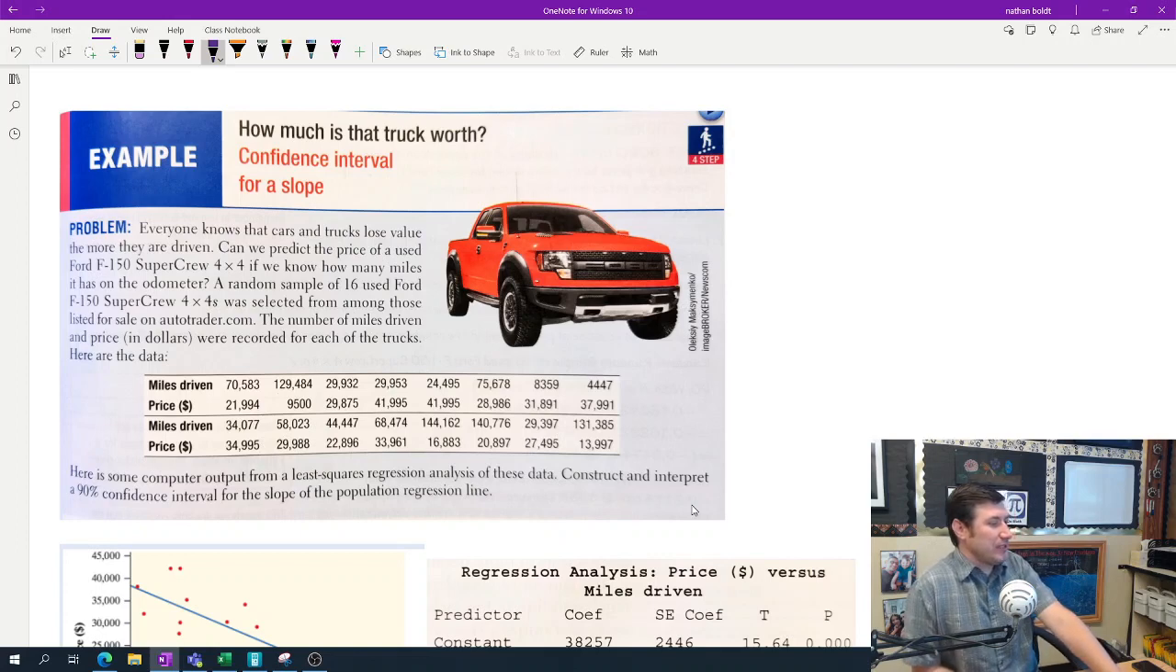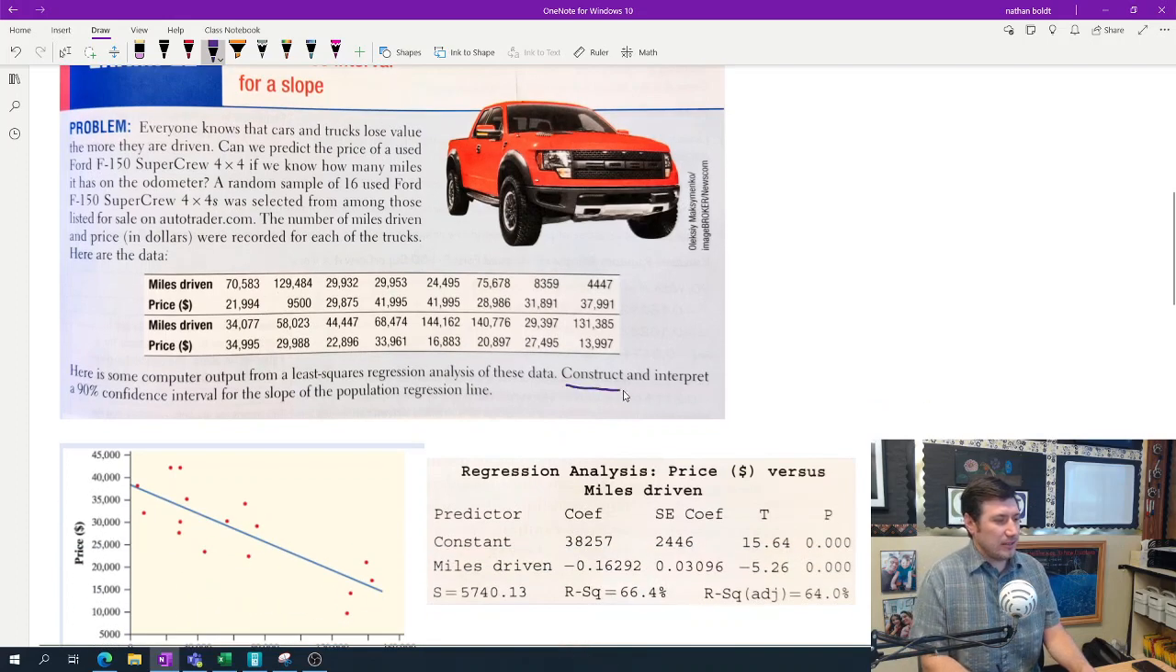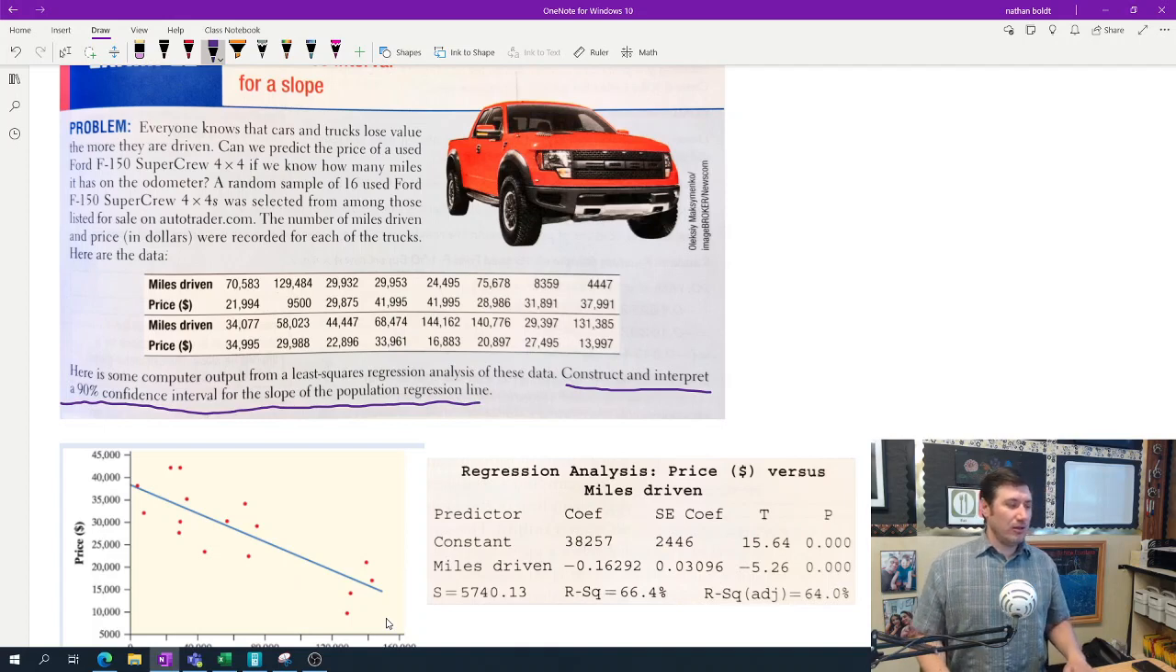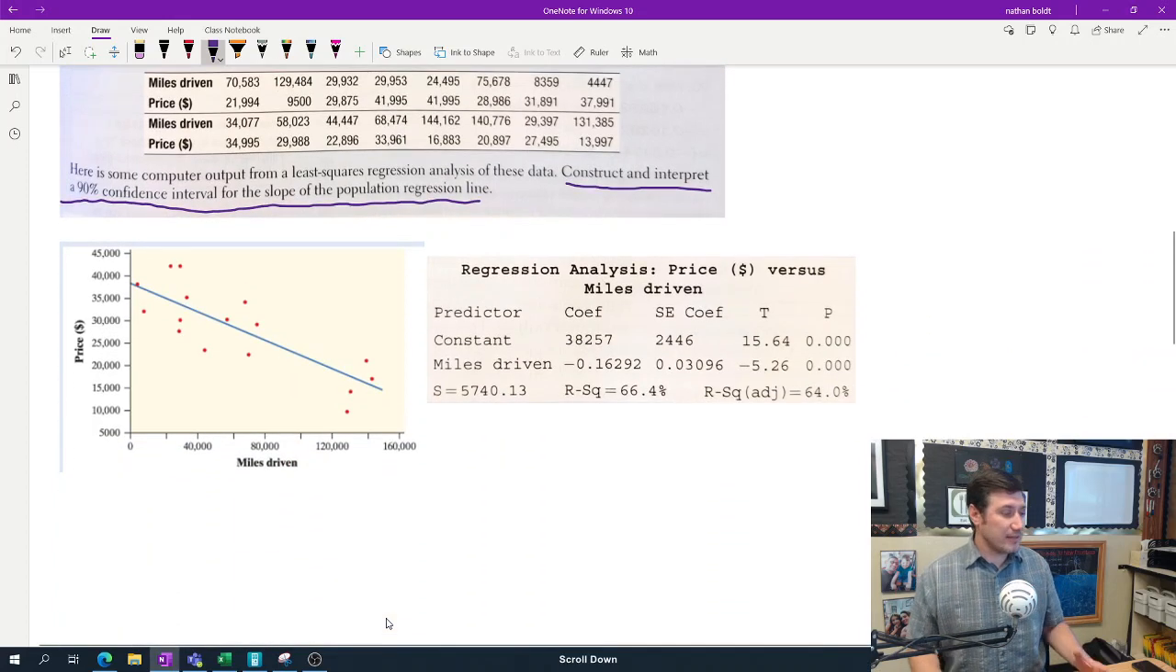A random sample of 16 used Ford F-150s was selected among those listed for sale on autotrader.com. The number of miles driven and price were recorded for each of the trucks. Here are the data. So we've got ourselves quantitative variables. We can definitely make a scatter plot of all this, right? And what we want to do is construct and interpret a 90% confidence interval for the slope of the population regression line. What would the slope actually be? So we've got some information here.